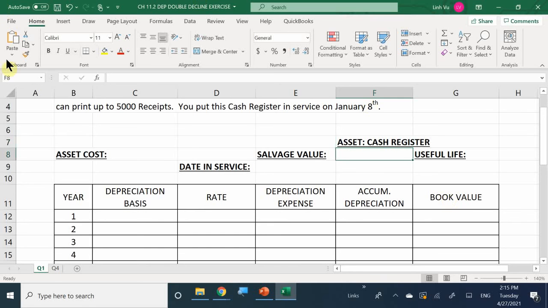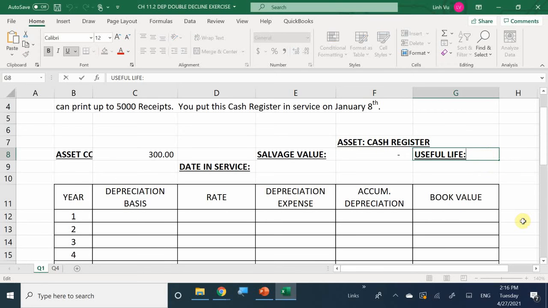How much was the cash register worth? 300. It was worth $300. Okay, so I'm going to put this in. What's my salvage value? 0. Okay, this is also very important that you know this as well, because when you are depreciating your assets, you have no final mark. Okay, and the useful life? 5 years. 5 years. Okay.